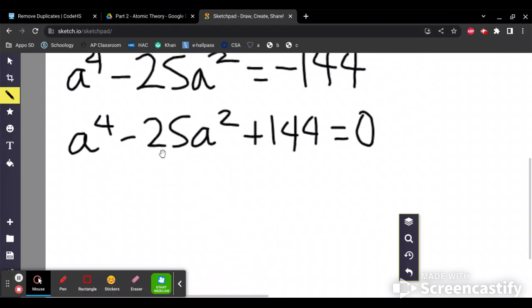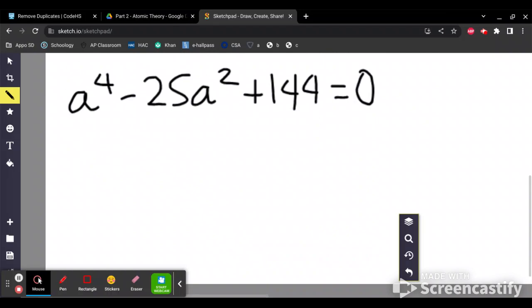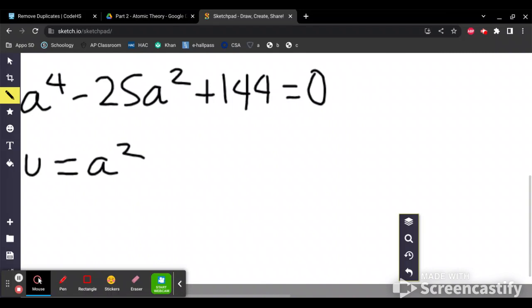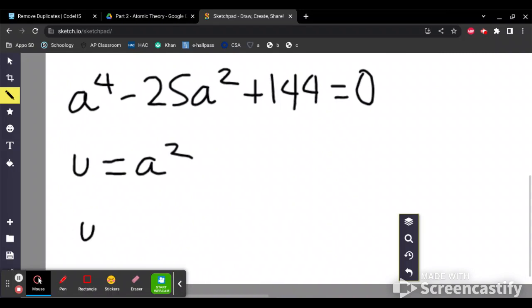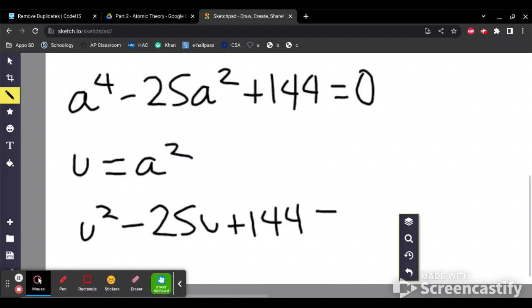So I want to replace this a to the fourth term with a quadratic. To do this, we've got to do what I like to call u sub. So in this case, u equals a squared. We've got to replace the a squared with u. So let's just do u squared, because a squared squared is a to the fourth, minus 25u, because 25 times a squared is equal to this term, plus 144 equals 0.